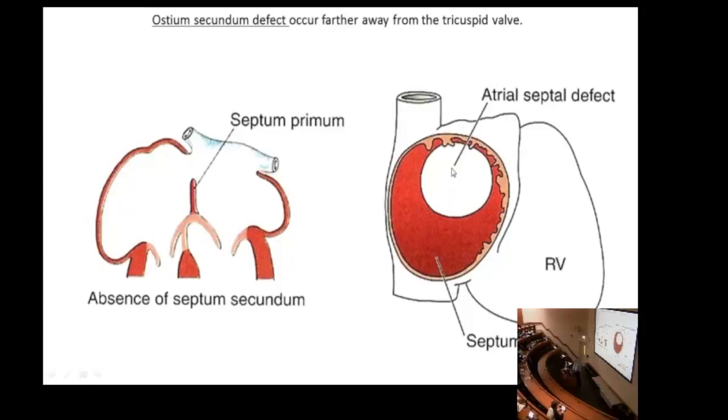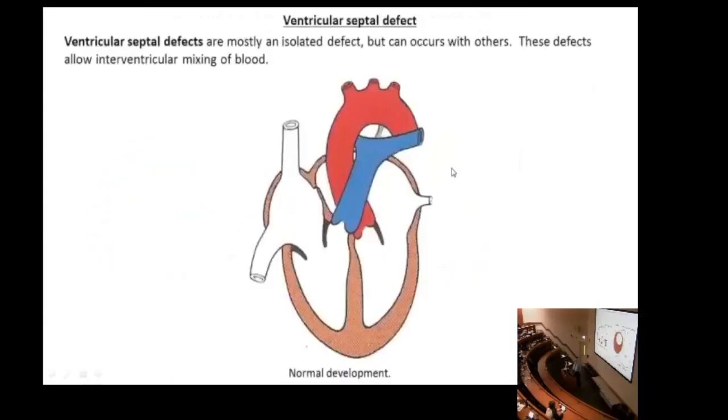These actually can be repaired by percutaneous procedures. Then there are ventricular septal defects. They're almost always an isolated defect. But my grandson, who now we call Lucky, in addition to having an ASD, had a VSD here, and that was fixed as well. But usually it's just an isolated defect, and it almost always is in this membranous region.